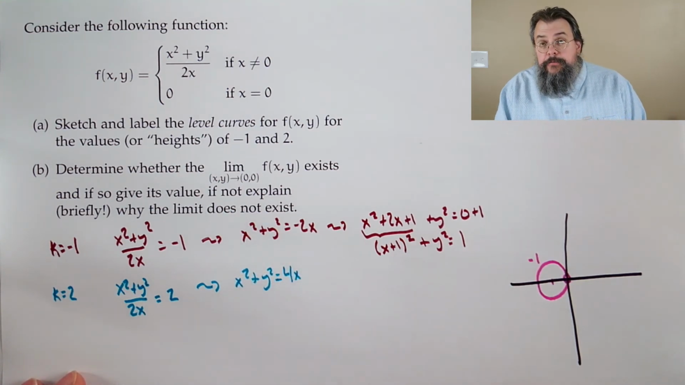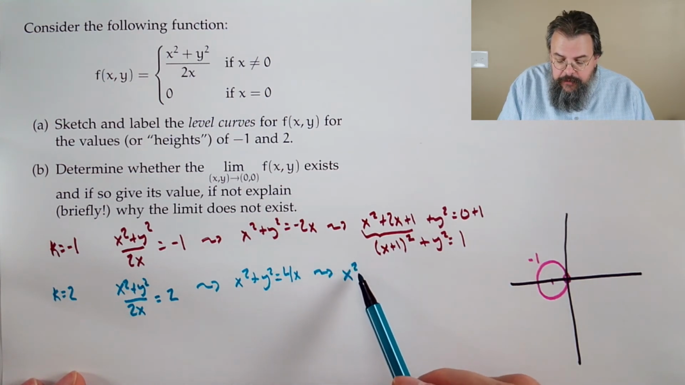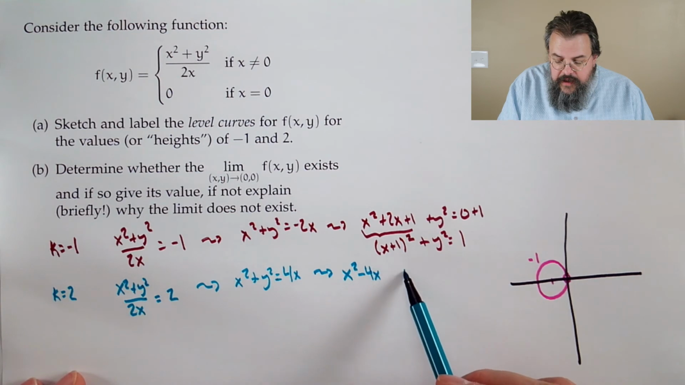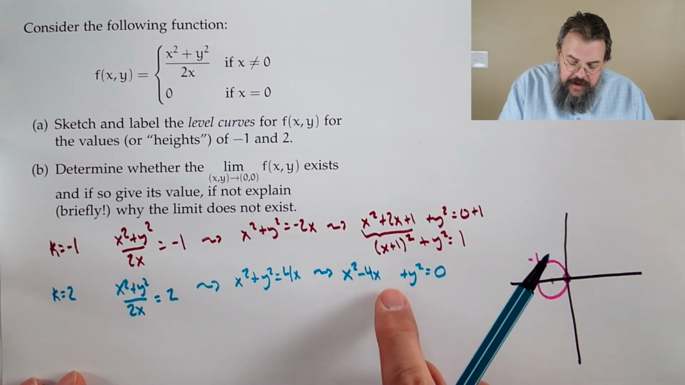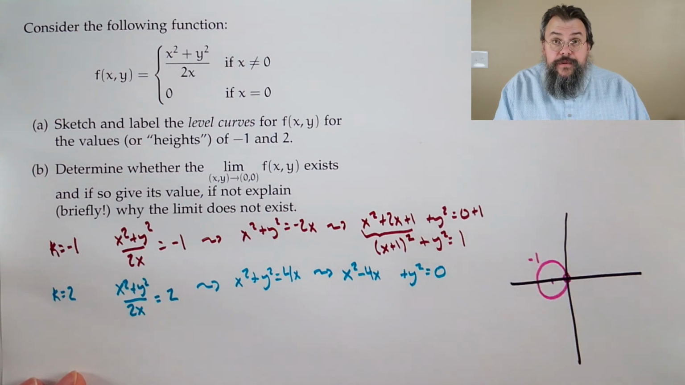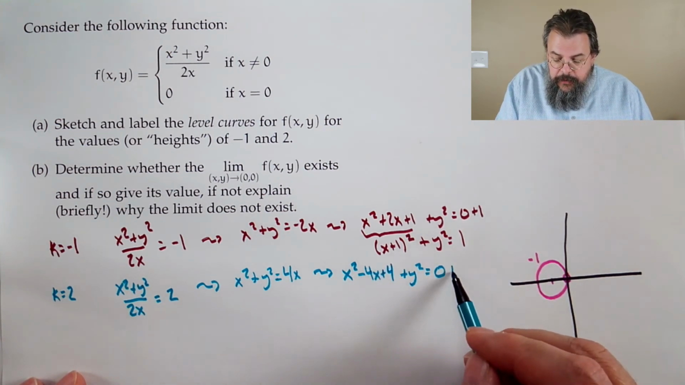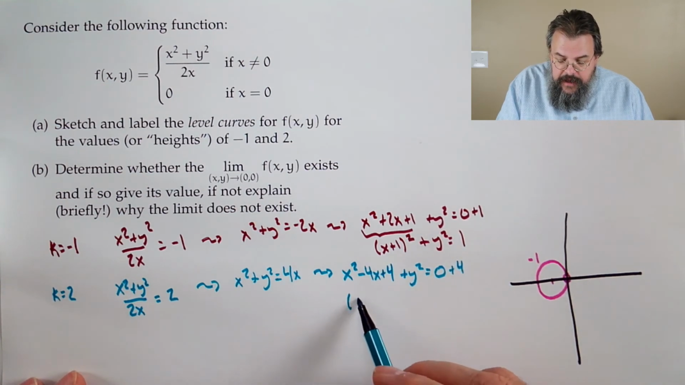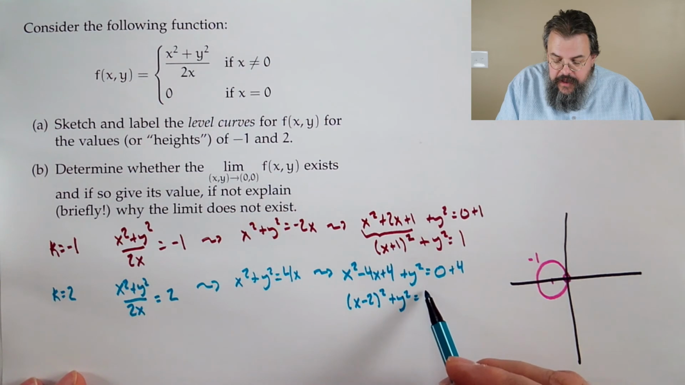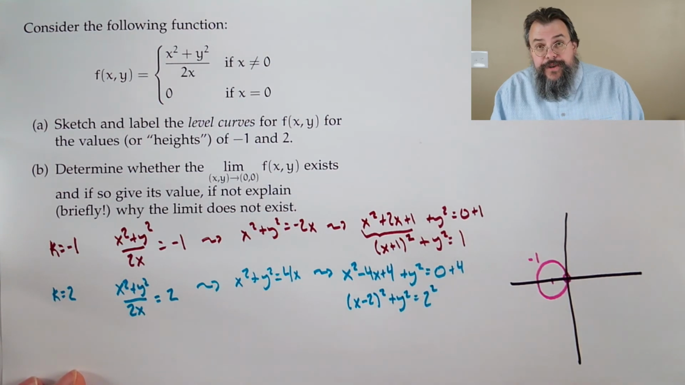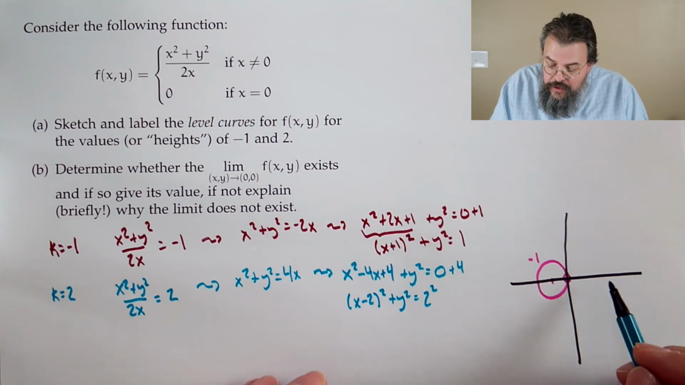Clear our denominator and rearrange. x squared minus 4x plus y squared equals 0. So, okay, what do we need to add? Well, to complete the square here, add 4. Add 4 there. So this becomes (x minus 2) squared plus y squared equals 4, which I'll write as 2 squared. So the center is at 2.